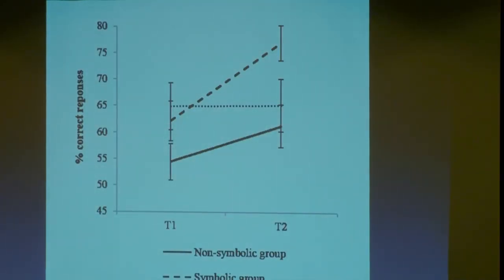what you find is the following. So let me take you through this. On the horizontal axis, T1 is the first time children were tested prior to the training. T2 is immediately after the training. What you can see is that in the control group who didn't receive that training, that's the flat line, they don't show any improvement. The group that shows the largest improvement is the group that worked with the symbolic task.